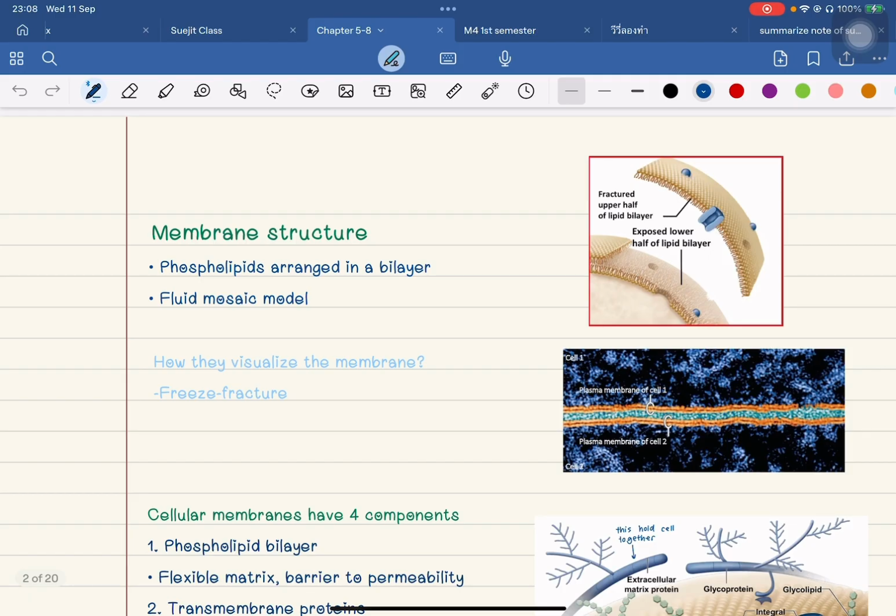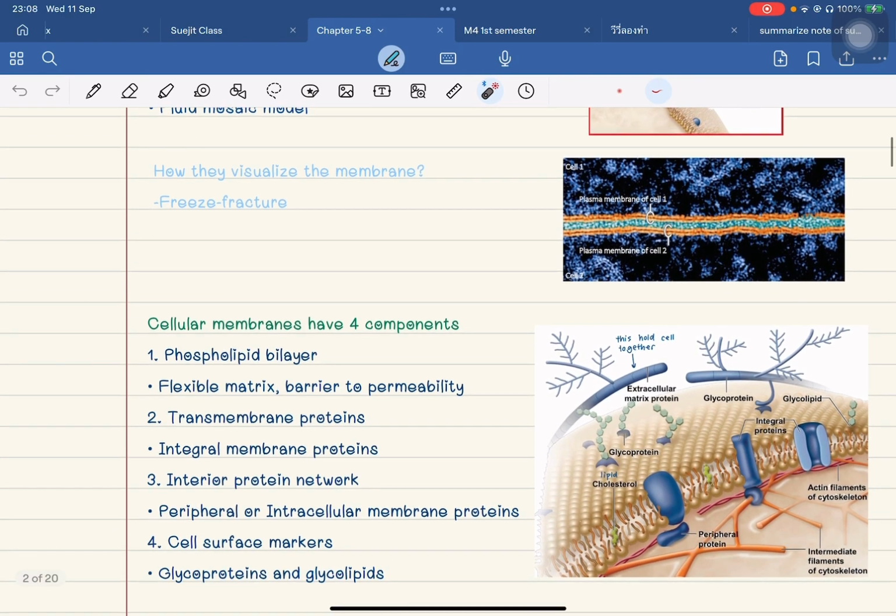And how did they visualize the membrane? They visualize it by freezing the cells so that they can cut a slice of the membrane of the cells out because it has been frozen like that.